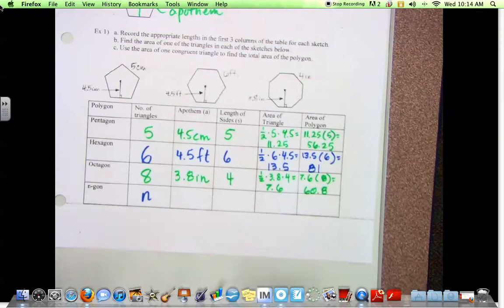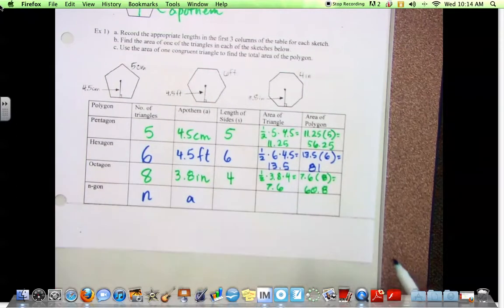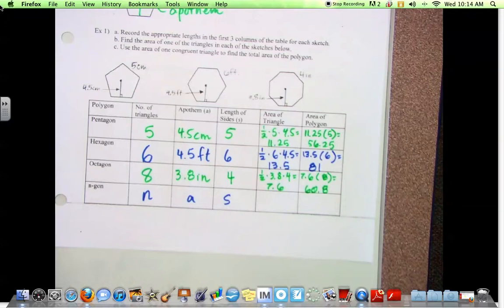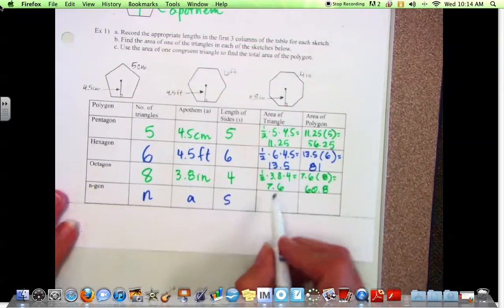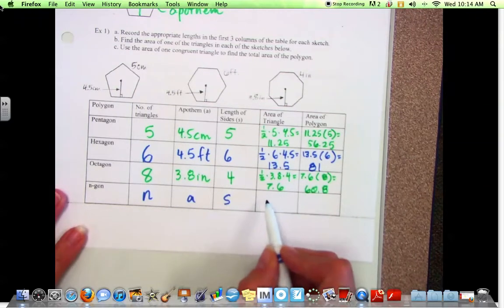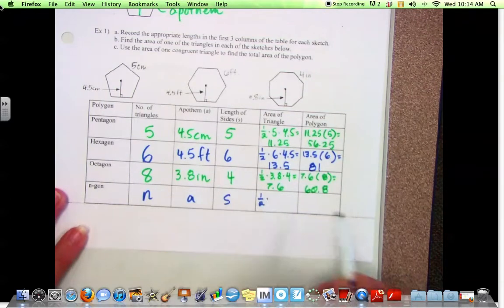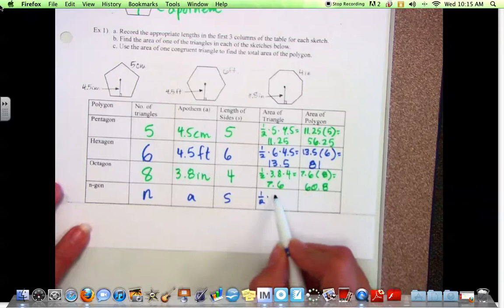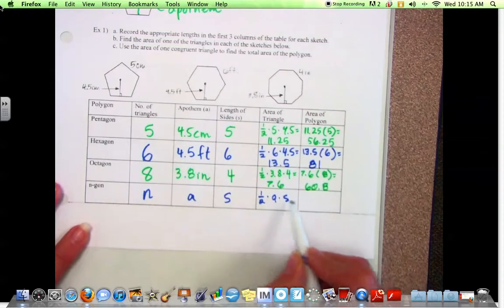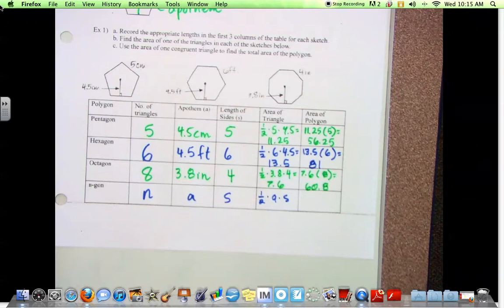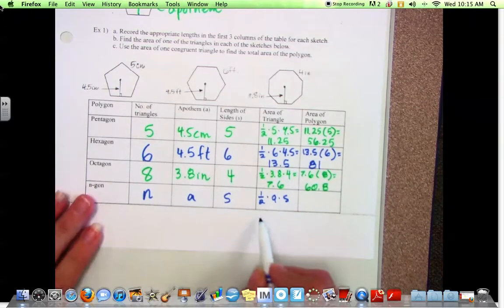Apothem, we are going to use the letter A. Length of sides, S. It says in parentheses. So to find the area of the triangle, it's 1/2 times A times S. Isn't it base times height? It is normally, but in this case, since we're using an apothem, we're going to use the A and the S. It is the same thing as 1/2 base times height.